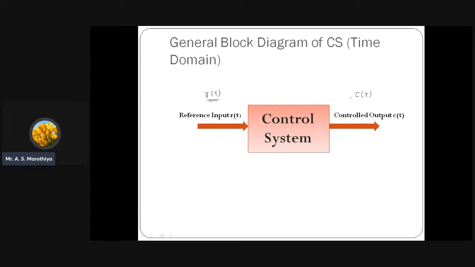c of t. So whenever in the representation of a control system, if we use small letters like small r of t, small c of t to indicate the reference input and the controlled output respectively, then that kind of representation of control systems is nothing but time domain representation. So these are standard representations, and throughout the course we are going to follow these representation symbols, so you have to remember. Small r of t indicates the excitation, or you can say input, and small c of t indicates the controlled output or the response of this particular system.